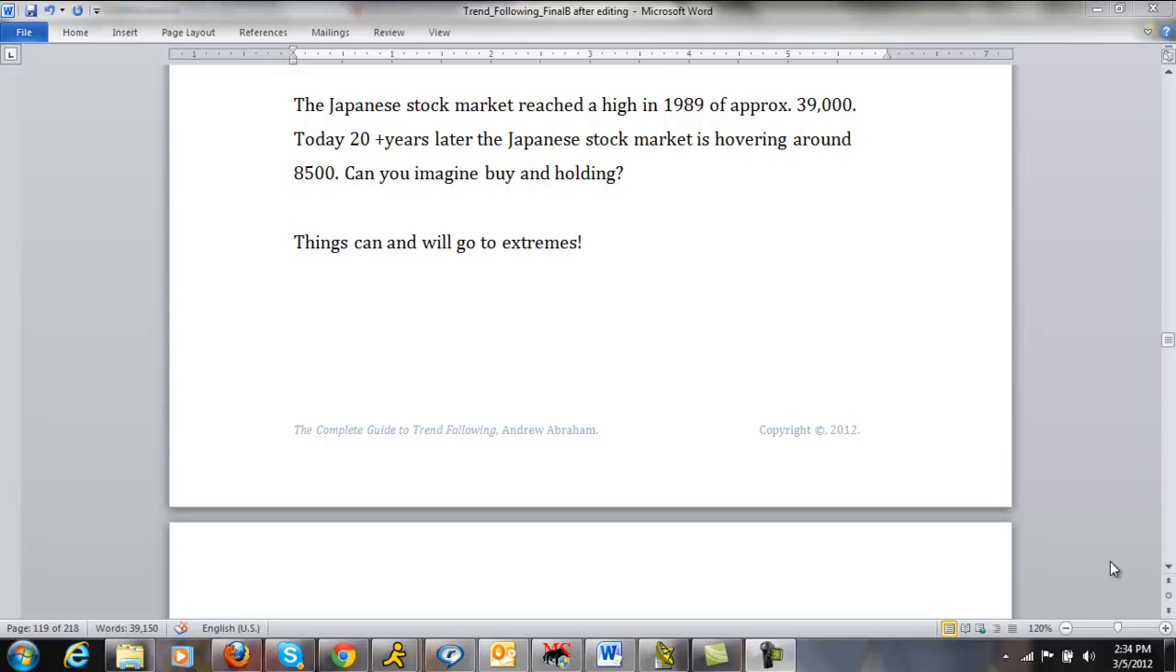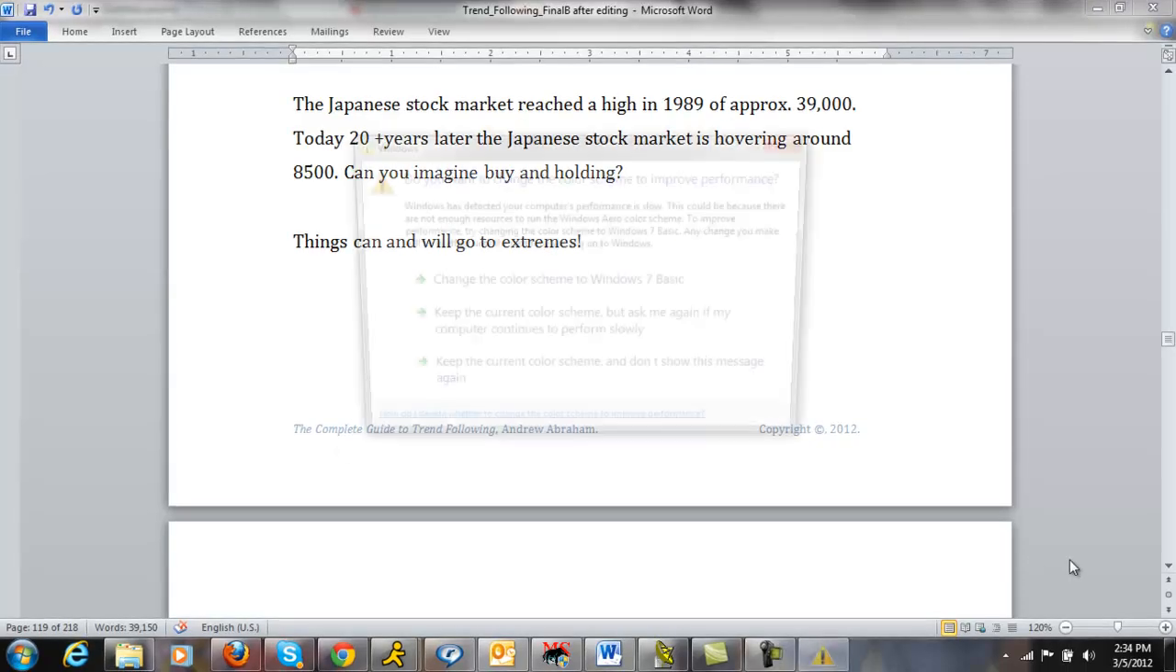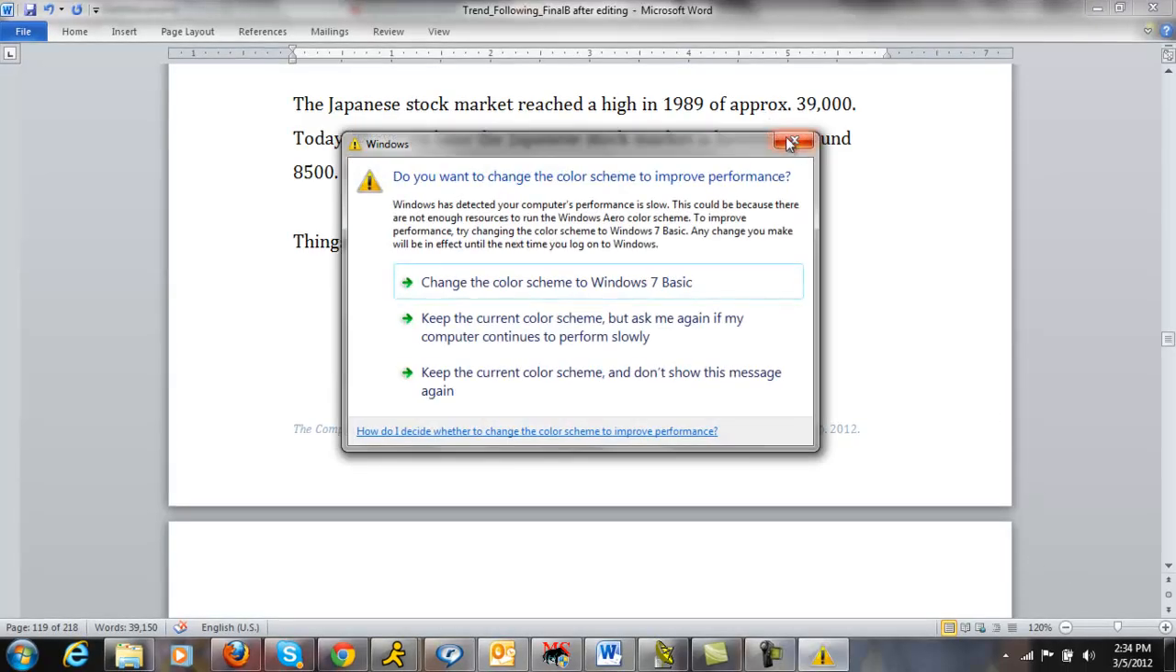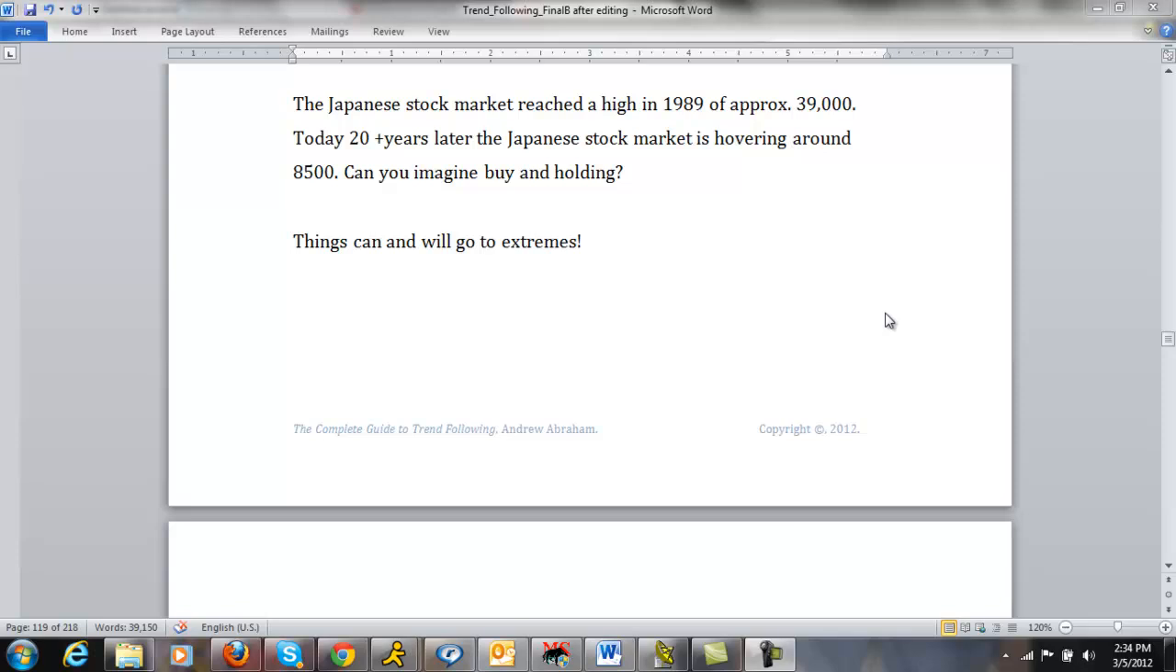Why you really need this course is that the only thing that's certain is uncertainty. People can try to believe in the buy and hold concept, and this buy and hold concept can really destroy one's net worth. One example was the Japanese stock market, which hit 39,000 in 1989. 20 years later, or actually even now, it is 8,500. Things can go to extremes. You can lose money. There are so many ways to lose money.